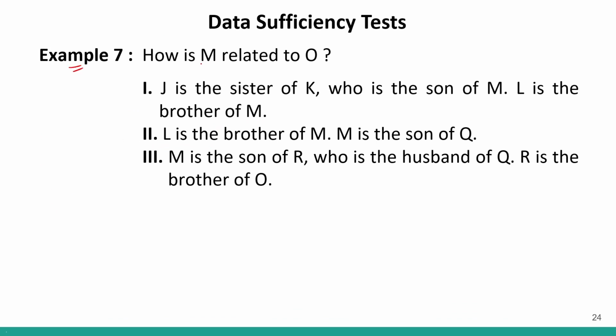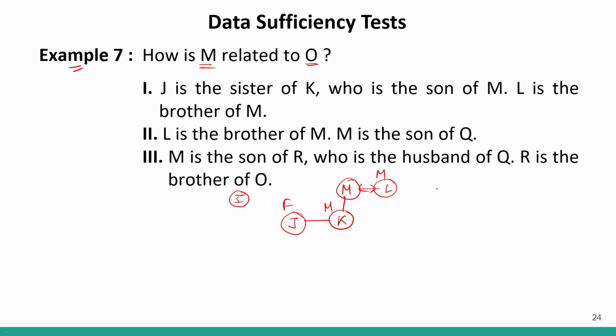Example number 7, we have to find the relationship between M and O. Statement 1 says that J is the sister of K, K is the son of M, and L is the brother of M. So, L is the brother of M, so this will be male, K is the son. That means K will be male and M gender we do not know. Correct? J, K, M, L, this will come from statement number 1.